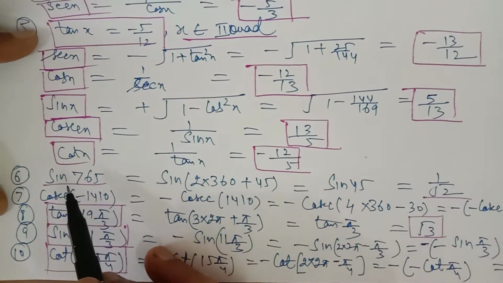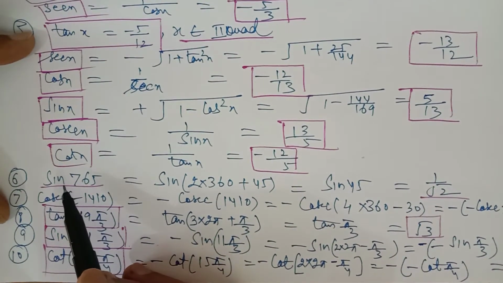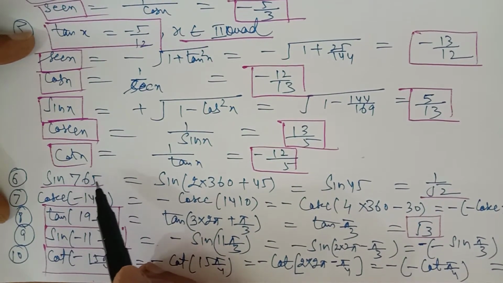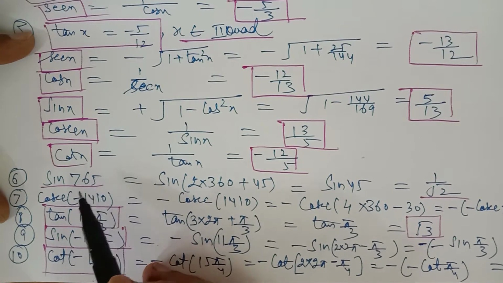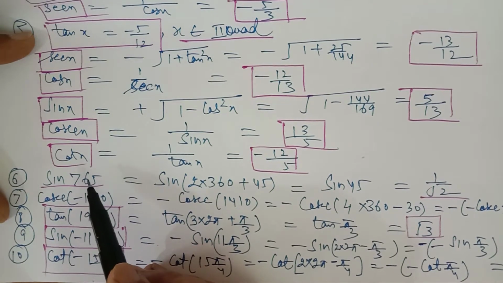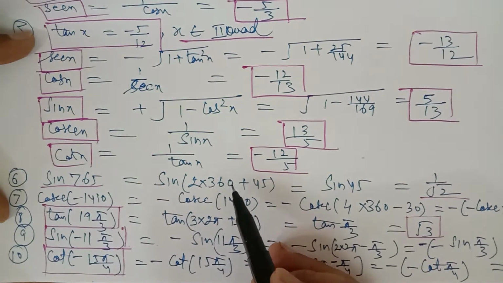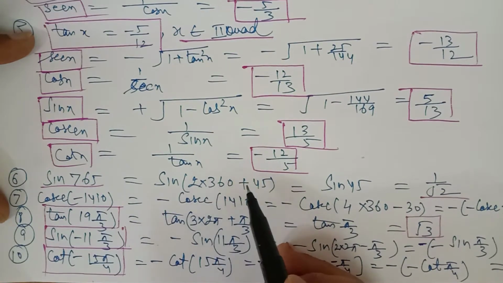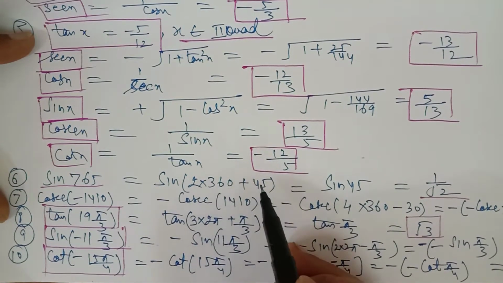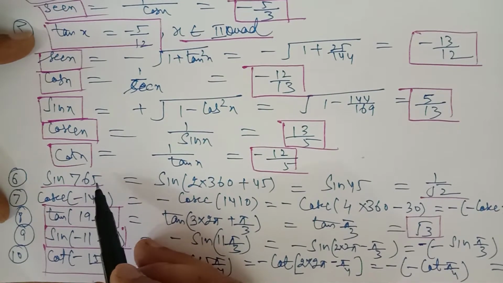For example, in question number 6, you have to find the value of sine 765, which is an angle greater than 360 degrees. So when the angle is greater than 360, first of all, break this angle into a multiple of 360. Now for 765, you can write 360 into 2, that is 720, plus 45. Now 2 into 360 plus 45 is 765.